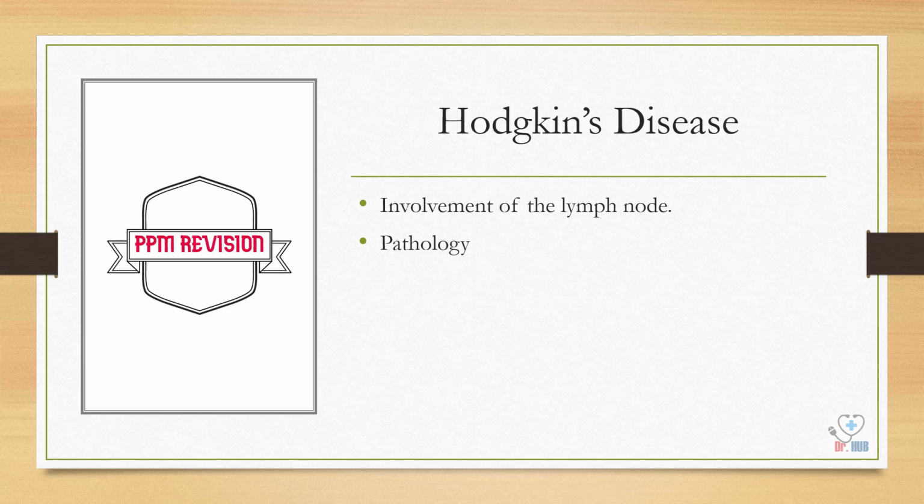And stage 3, there is involvement of the lymph nodes on both sides of the diaphragm. Stage 3E, there is extranodal involvement, and 3S, involvement of the spleen. And there is also stage 3ES, which is involvement of an extranodal site as well as the spleen. Moving on to stage 4, there is multiple or disseminated involvement of one or more extralymphatic organs or tissue, with or without lymphatic involvement.